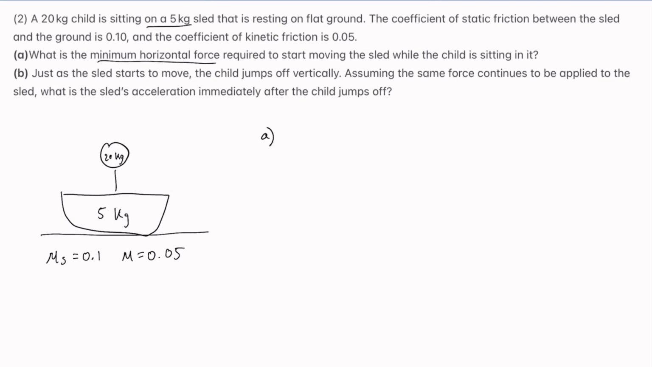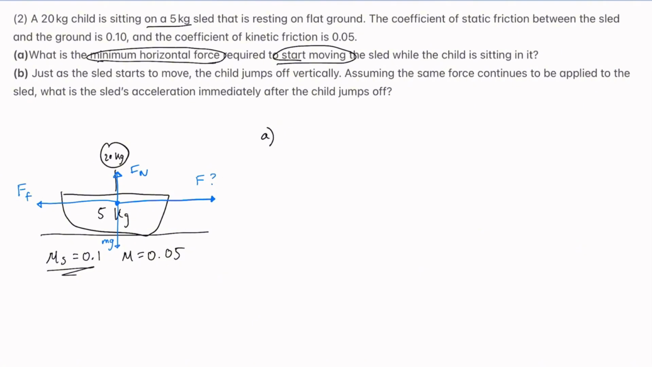Okay, let's look for keywords in this problem. We're looking for the minimum horizontal force required to start moving the sled. If we want to start moving an object from rest, we're going to want to use the coefficient of static friction. So let's start off by drawing our free body diagram. We have some force F pulling the sled, mg, and we'll combine the mass of the sled and the kid for this mg, some force of friction opposing the motion, and also a normal force Fn pointing up.